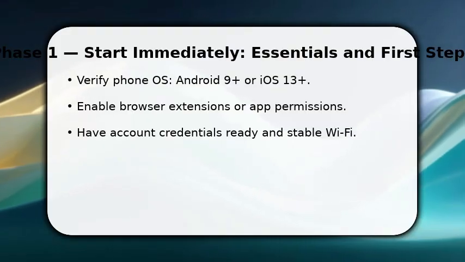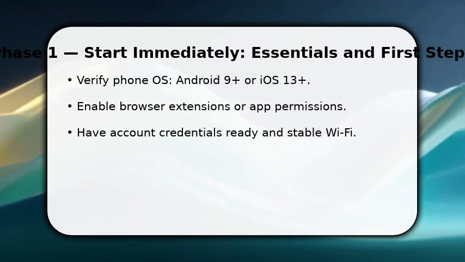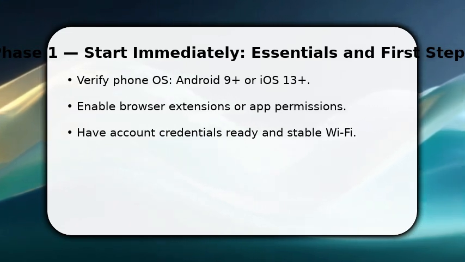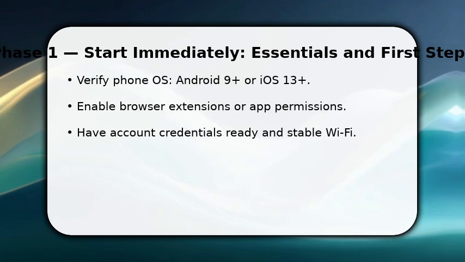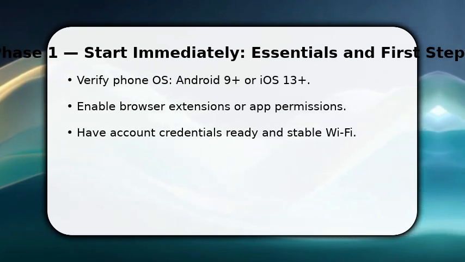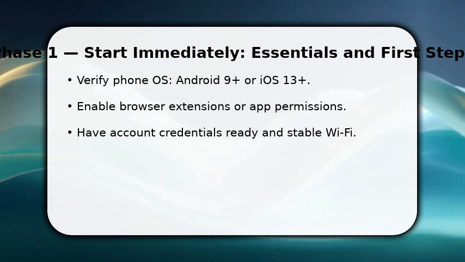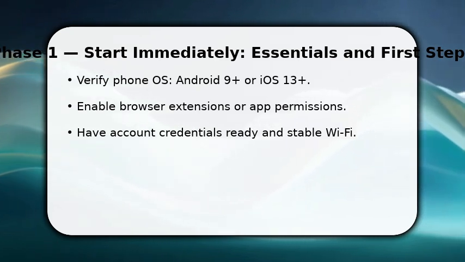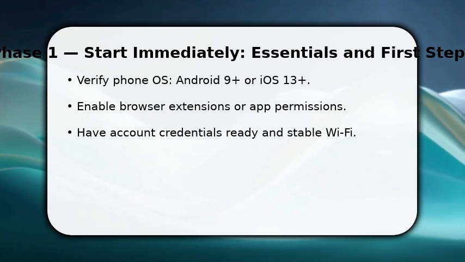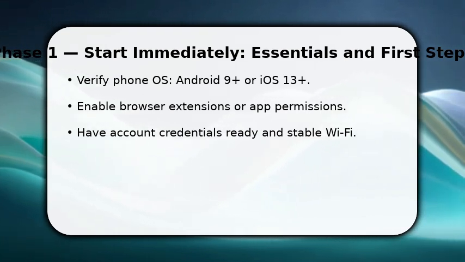You begin by ensuring your phone meets the essentials. Check Android 9 Plus or iOS 13 Plus and confirm a stable Wi-Fi connection. Next, open the browser or App Store. Search for the extension or companion app. Tap Install or Add, then grant only the permissions needed.